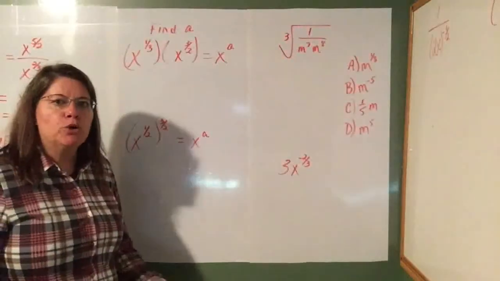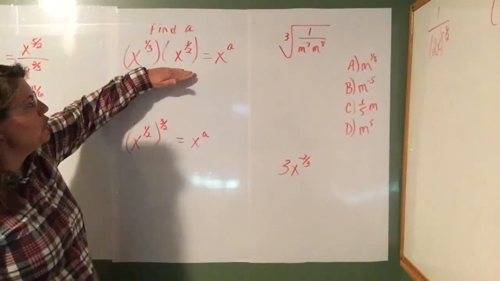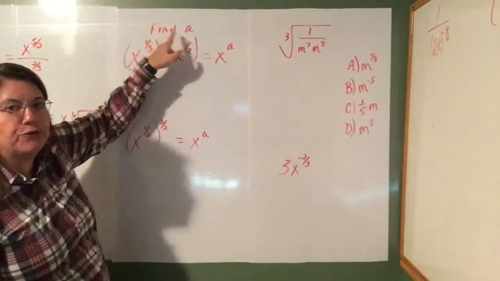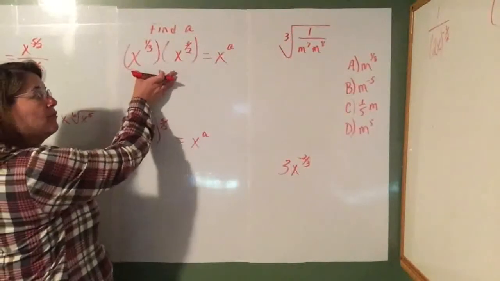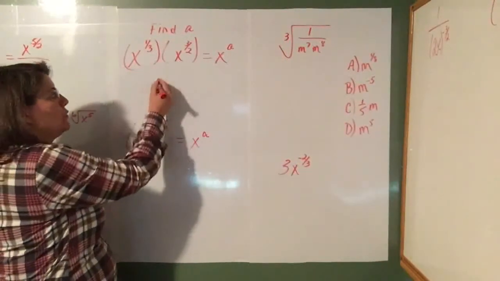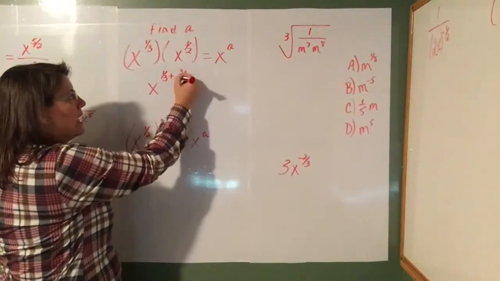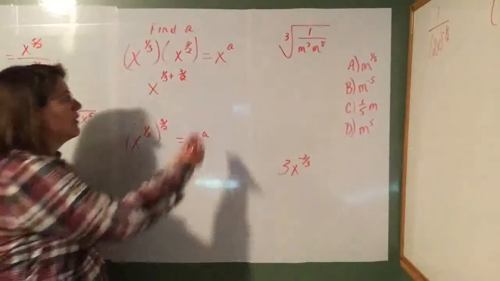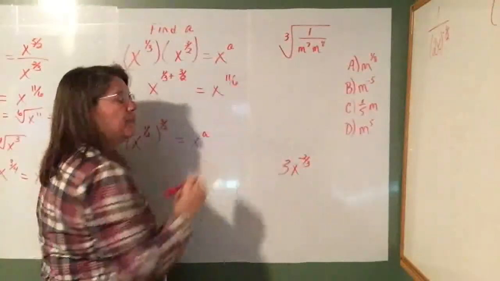Here I have a few more different types of examples. In this one, they're asking you to figure out what the a value is. The directions say to find a. So what we would do is, they're already as rational exponents, so we're going to keep the base and we would add the exponents together. So 1/3 plus 3/2. That would equal x to the 11/6 power.